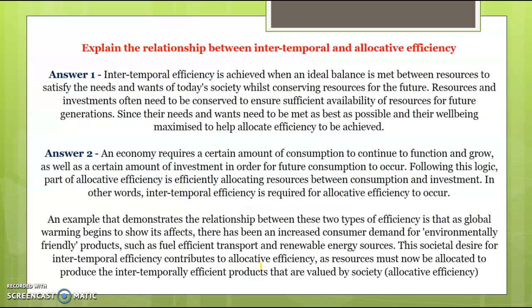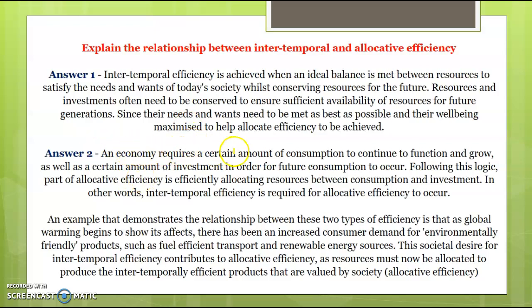The relationship between intertemporal and allocative efficiency. So intertemporal efficiency is achieved when an ideal balance is met between resources to satisfy the needs and wants of today while conserving resources for the future. Resources often need to be conserved to ensure sufficient availability of resources for future generations, and therefore by doing that we can maximise the well-being of society.